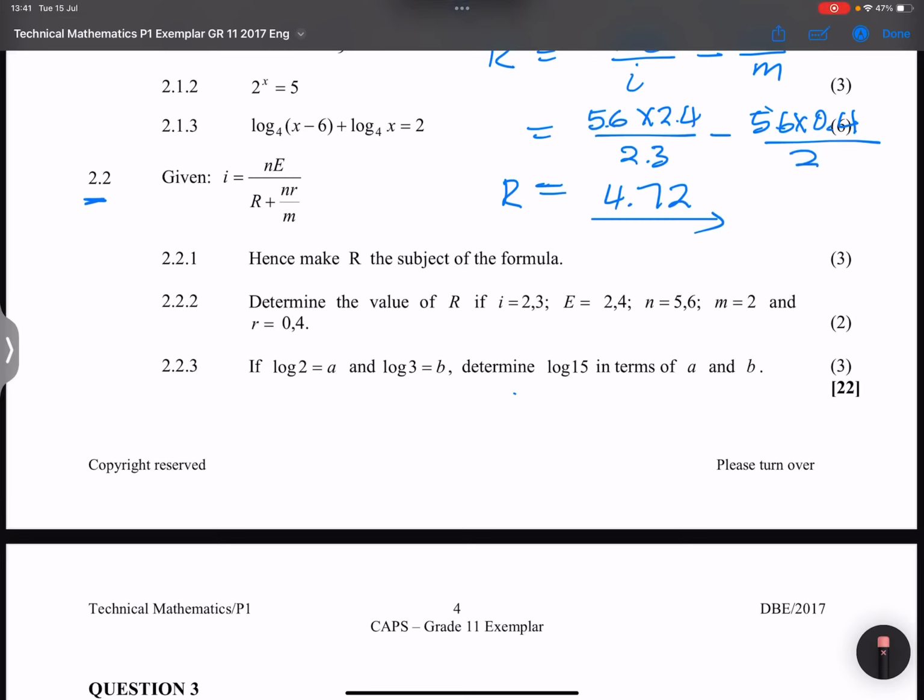And the last question, what an interesting question. So they say if log 2 is equal to a and log 3 is equal to b, determine log 15 in terms of a and b.